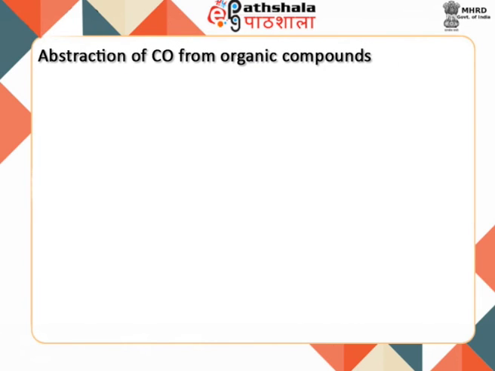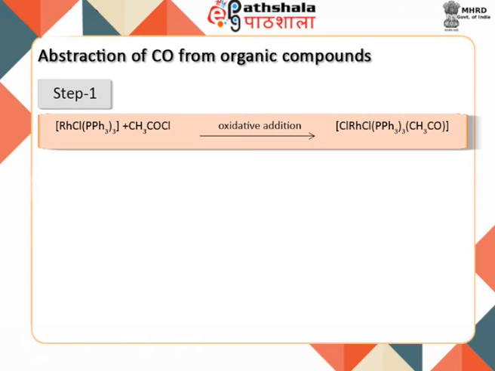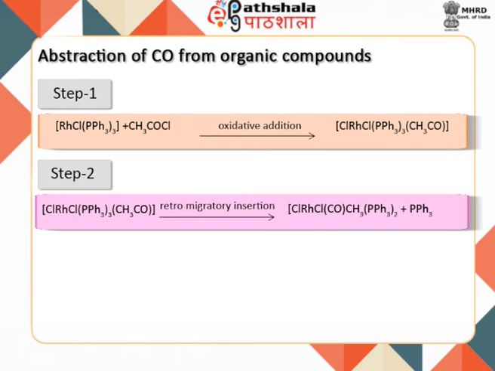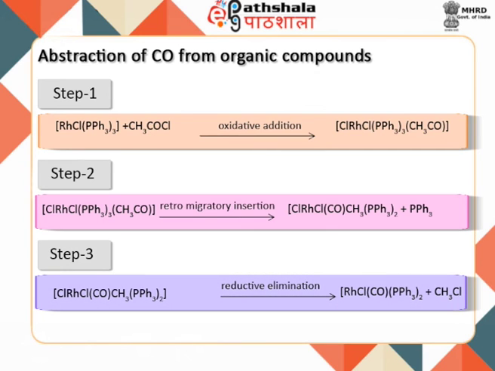One of the routes of synthesis of metal carbonyls involves abstraction of carbon monoxide from organic compounds such as aldehydes, alcohols, acid chloride, etc. The reaction takes place in three steps, which involve the oxidative addition of the organic compound, followed by the reverse of migratory insertion in the second step, whereas reductive elimination of the carbonyl complex takes place in the final step. The success of the reaction depends upon the thermodynamic stability of the final metal carbonyl formed, and it is greater for a lower valent metal.